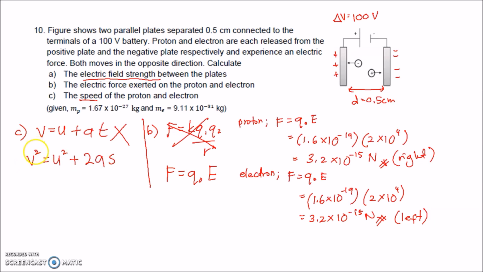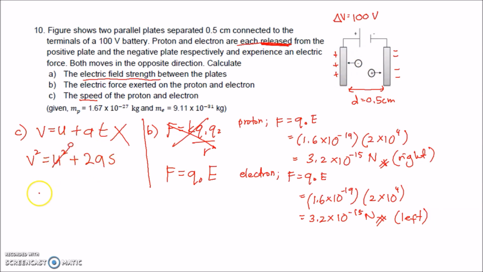Right, so V square is what we are looking for. U square, initial velocity. Since the question mentioned they are each released, this shows that the electron and proton are released from rest, from the positive and negative plates, and then they move to be attracted to the other plates. So initial velocity will equal 0.